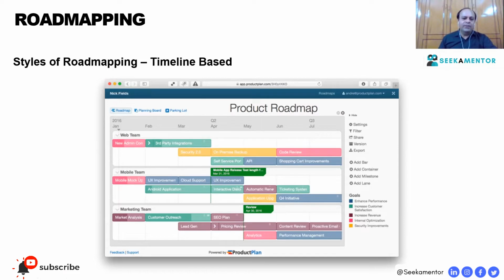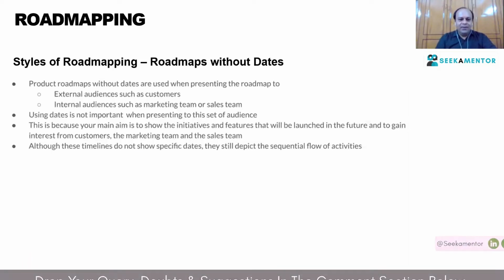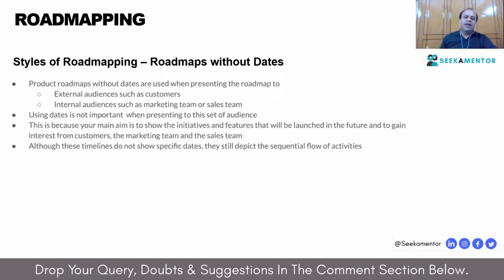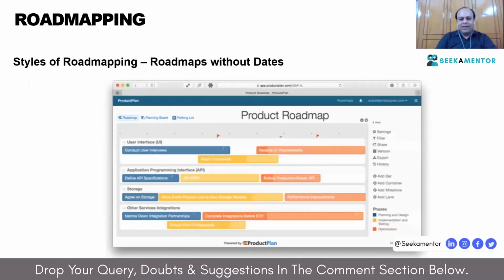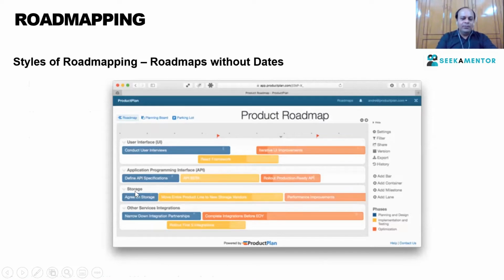There is one more type, called non-timeline based, which is basically used for external stakeholders, so that you can make them aware of your scope for the future plan of action. Like this, after UX designing, what you will do in terms of the application interface, how you will improve the storage space, and how you can improve the other service integration. That future scope of action will be covered automatically in the non-timeline based roadmap.